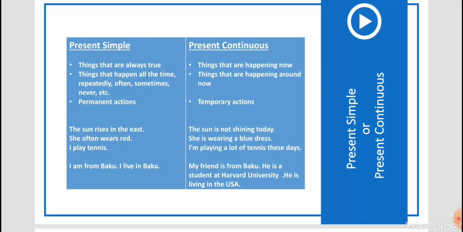And the last example, I am from Baku and I live in Baku. But imagine a situation. My friend is from Baku. He is a student at Harvard University. So it means that he's not going to live there till the end of his life, and he is living in the US. So it is for a period of time and he's going to be a student in the United States, so it is a temporary situation.